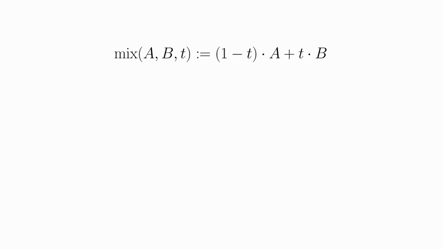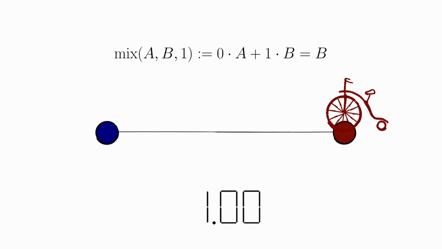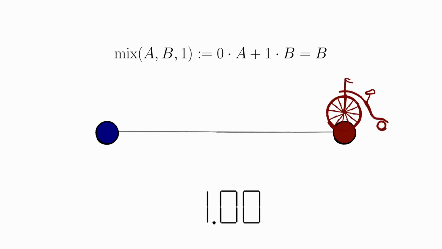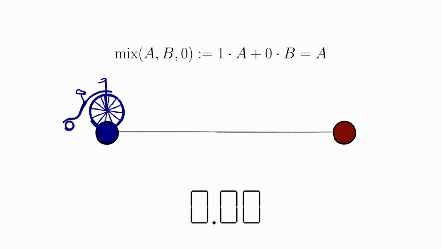Let's see how this function mix works. If we evaluate this function at 1, then we will have 1 minus 1, so 0 times a, so it is 0, plus 1 times b, so we obtain b. So the value of our function at 1 is b. The value of our function at 0 is 1 minus 0, so 1 times a, plus 0 times b, so the value is a. So for 1, this function returns b, for 0, this function outputs a.